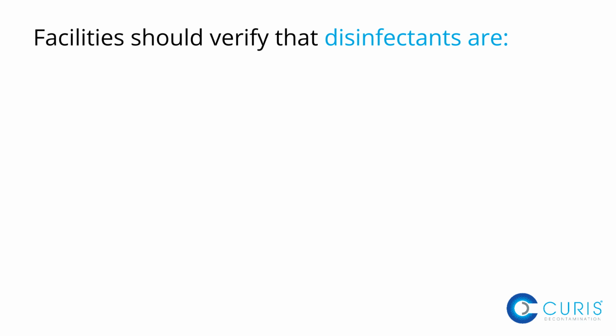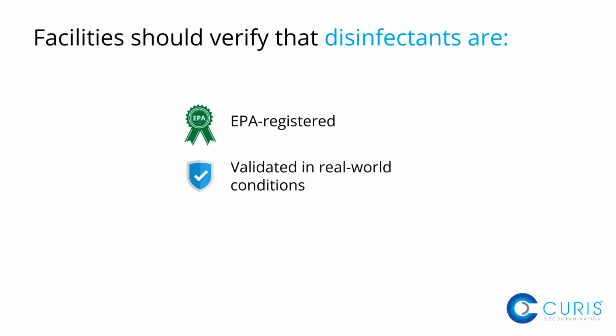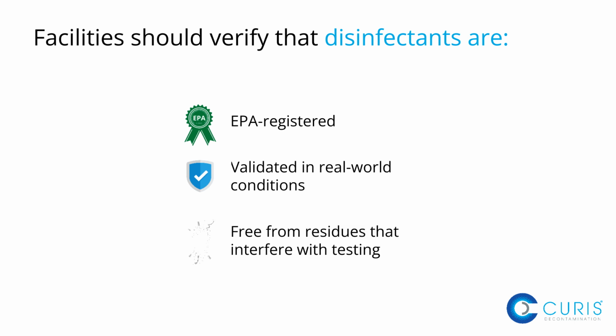Disinfection processes must be both effective and consistent. Facilities should verify that disinfectants are EPA registered, validated in real-world conditions, and free from residues that interfere with testing. Using biological indicators to validate disinfection cycles ensures contamination is truly eliminated without generating misleading results.